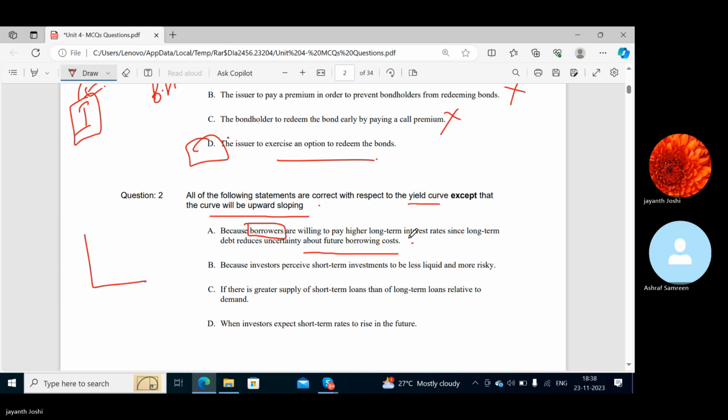Yes, sir. A yield curve that is upward sloping indicates that borrowers, who are nothing but the companies, will pay higher interest rates on long-term debt relative to short-term debt. They will pay higher interest on long-term debt than on short-term debt, and that's the reason why it is sloping upwards. It's an understood fact.